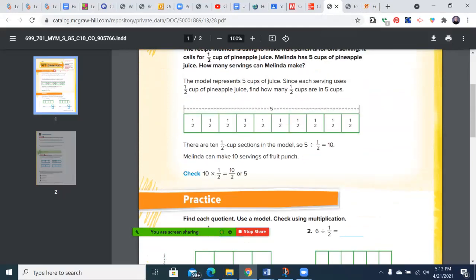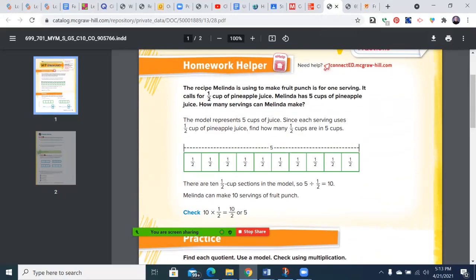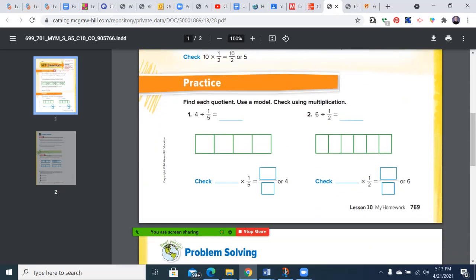You'll see that we're trying to figure out 5 divided by 1/2. So 1/2 and 1/2 is 1. Another 1/2 is 2, another is 3, another is 4, another makes 5. And if you count them all up, there were 10. So our answer is 10. What's interesting is you can check that by going 10 times 1/2, which gives you 5. So use your checks.